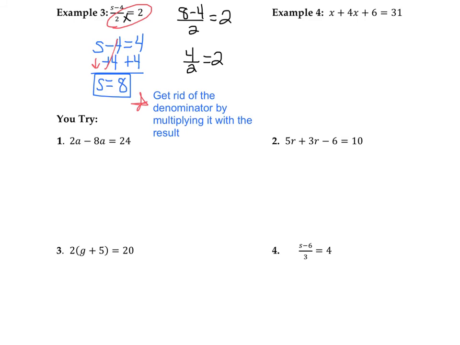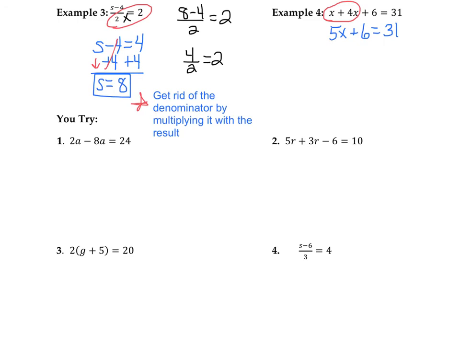So let's look at another example together. Example 4, we have x plus 4x plus 6 equals 31. Okay, so our first step with these kind of problems is to undo the parentheses. There's no parentheses here, so we can skip that step. Our second step is to combine our like terms. Are there like terms here? Yes, there are. x plus 4x. So we're going to combine them. And that gives us 5x. So 5x plus 6 equals 31.